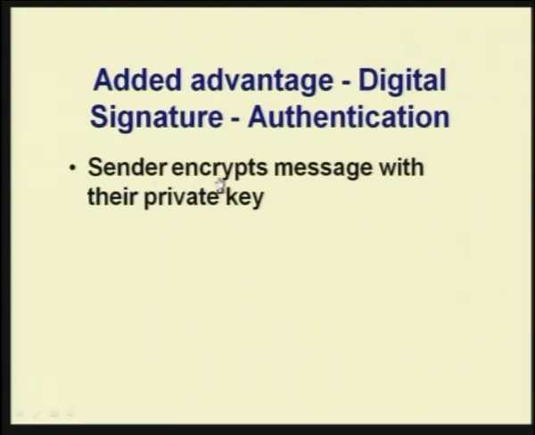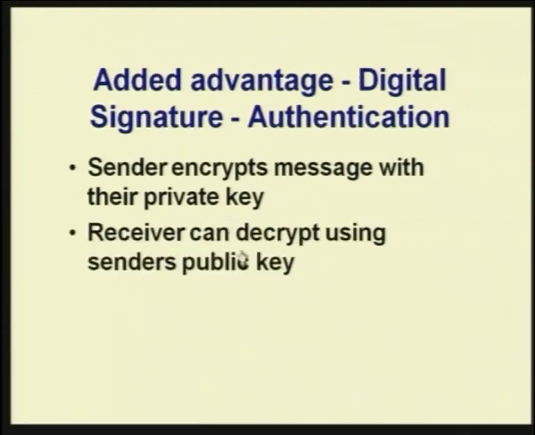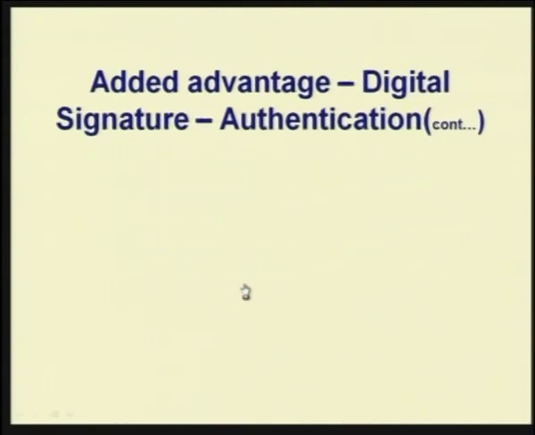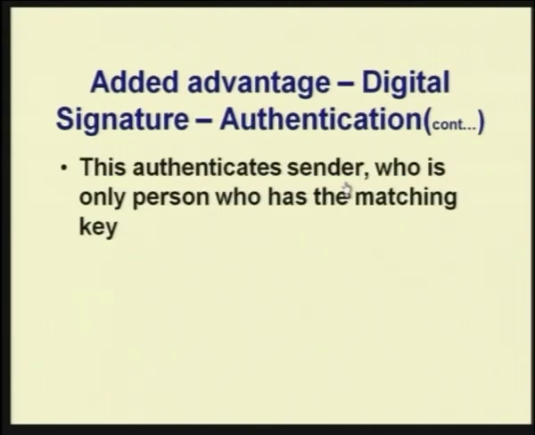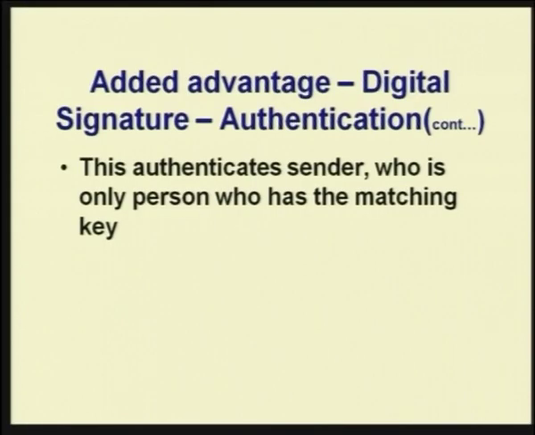So, let us look at that process. The sender encrypts the message with their private key, and the receiver can decrypt using the sender's public key. Now, remember it is a public key, so it is available with all the receivers. So, this authenticates the sender, who is the only person who has the matching key, because if I can decrypt the data using the public key, it means it should have been encrypted only using the private key, and that private key is available with nobody else other than that particular sender. So, if I am able to decrypt using the public key of A, it means that the data actually came from A. So, I have authenticated A.